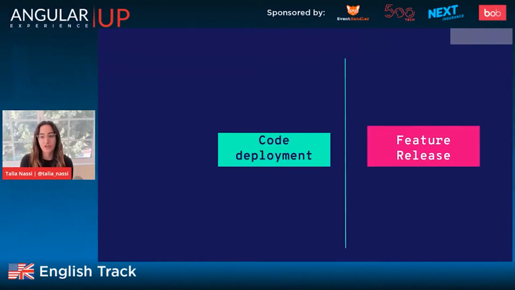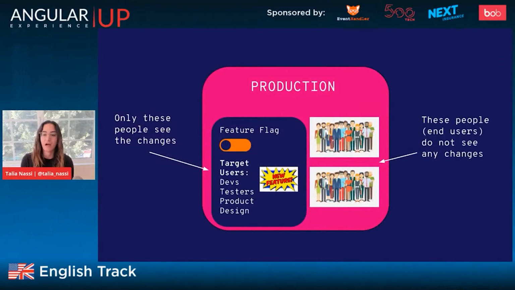So feature flags are a way to separate code deployment from feature release. The idea is you deploy your code to production behind a feature flag, test it in prod, and then release the feature with the click of a button as soon as it's bug-free. And this is kind of what it looks like in my head.